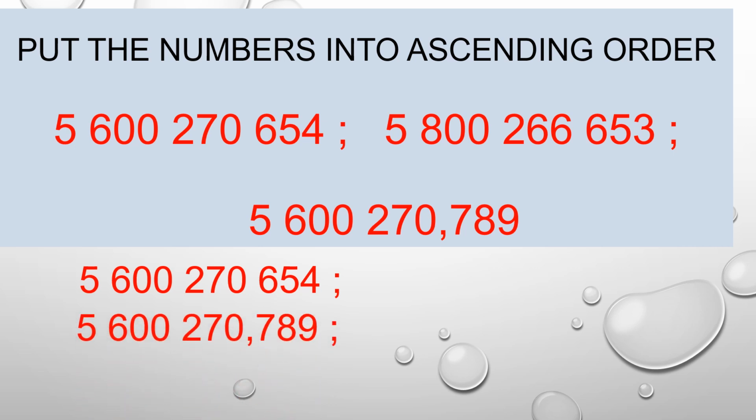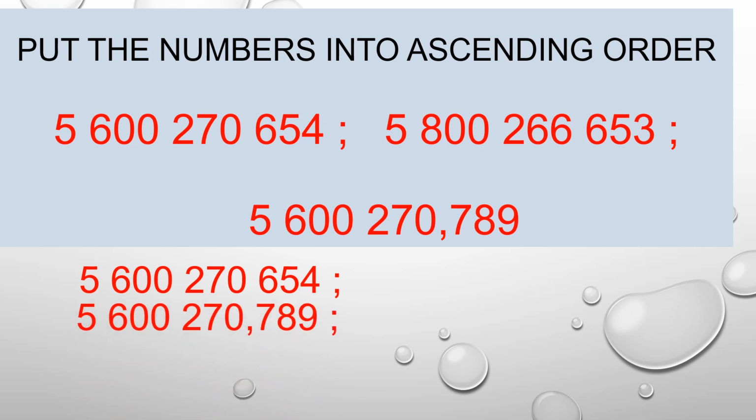So now I am going to decide that the third number we must place on second place because it is smallest after this first number. And now only one number is left, so that is the biggest number. So in this way we can arrange the numbers into ascending order.